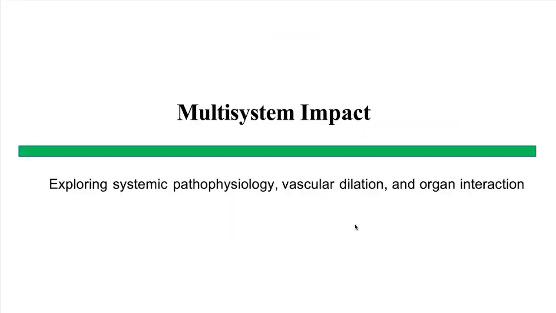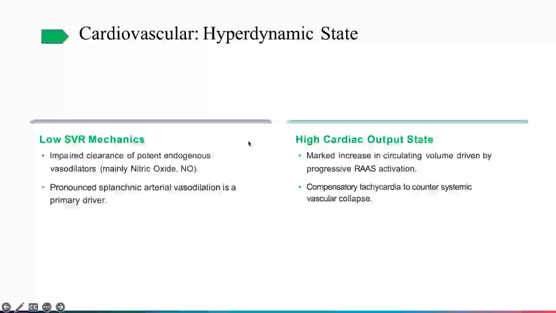So going into the multi-system impact of liver disease, we'll talk about the cardiovascular system. You will see a hyperdynamic circulation in patients with liver disease. There will be impairment of hepatic clearance of vasodilatory substances, mainly nitric oxide, which is a potent vasodilator. So there will be widespread vasodilatation, reducing the systemic vascular resistance. So these patients have low blood pressures due to reduced systemic vascular resistance. Mainly the diastolic blood pressure is low.